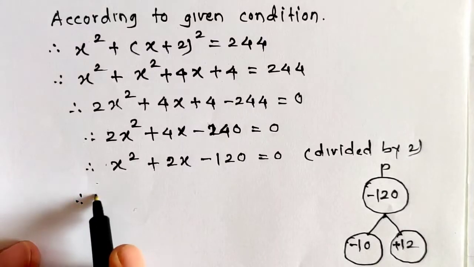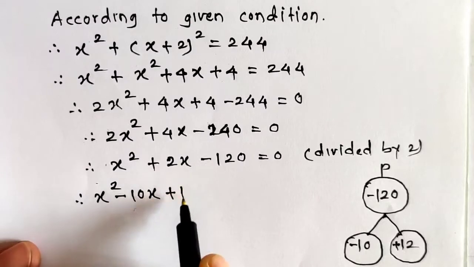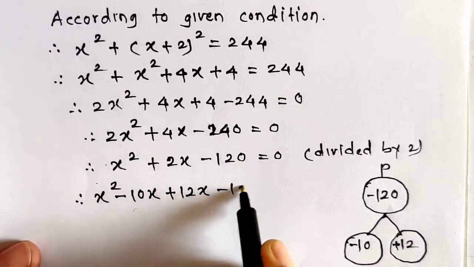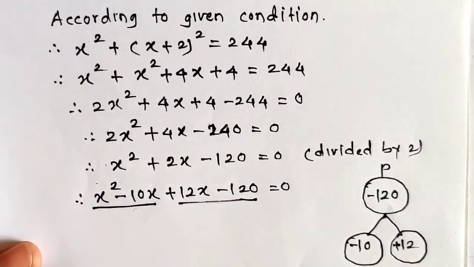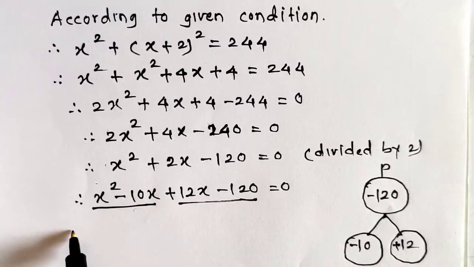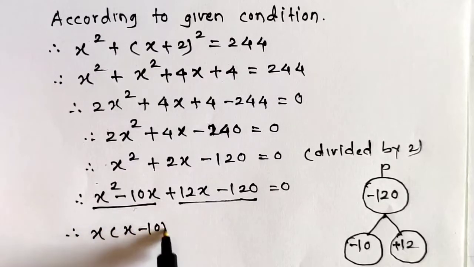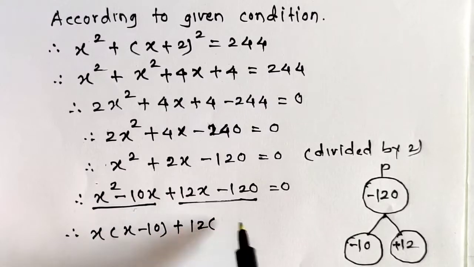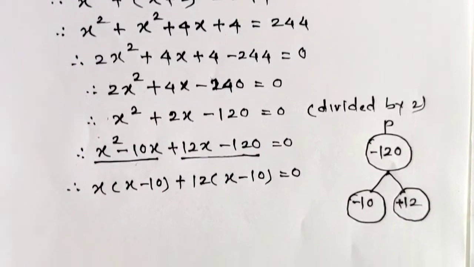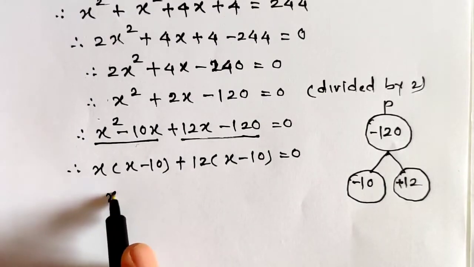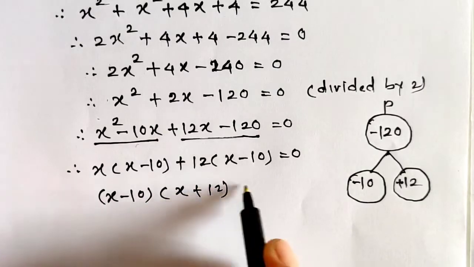So the first term as it is: x square minus 10x plus 12x minus 120 is equal to 0. Make pairs of the first and second term, and the third and fourth term. Find the common factor. x is common in the first bracket: x minus 10, plus 12 is common, x minus 10 is equal to 0. Now which are the factors? x minus 10 is one of the factors and x plus 12 is another factor.